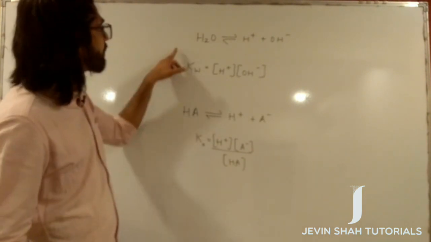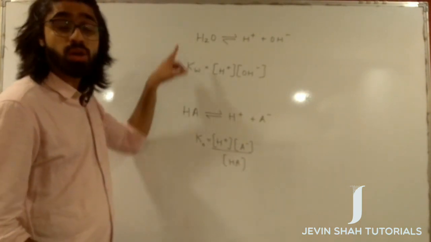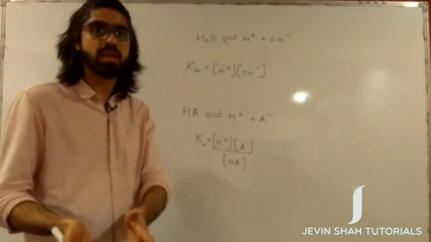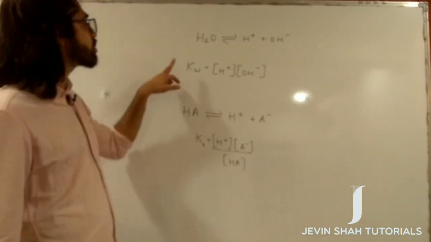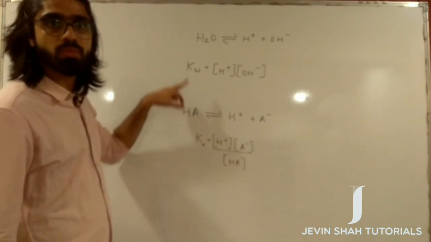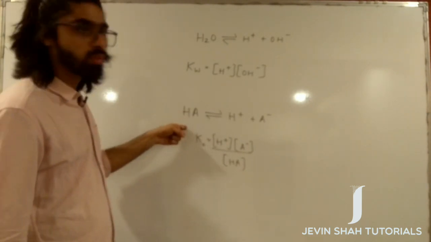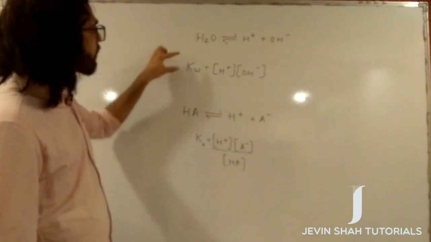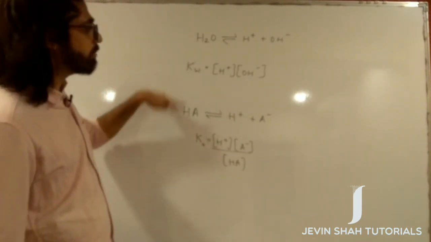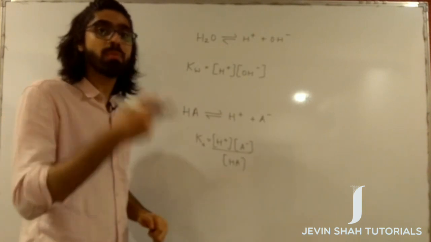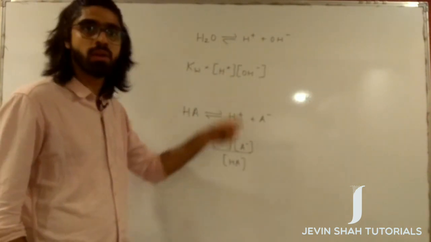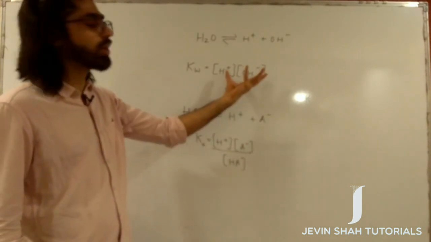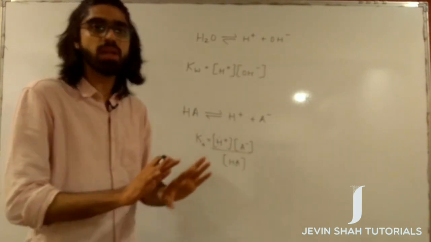Now these two are happening in the same solution. In spite of them happening in the same solution, you can write the individual K expressions for each of them. The presence of this will not affect this, and the presence of this will not affect this. The equations of K for both of them can be written because both of them are actually dissociations happening. Even if they are happening in the same solution, the terms here will not appear here, neither will the terms here appear over here.